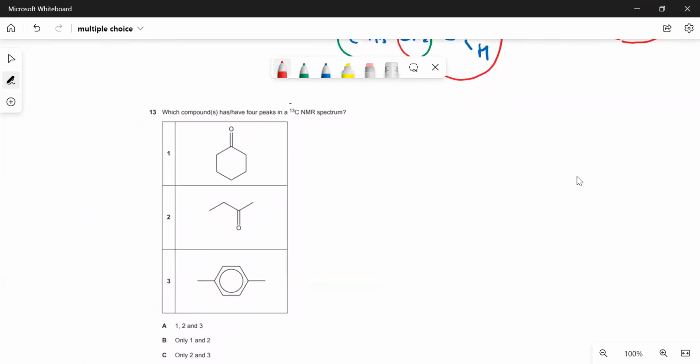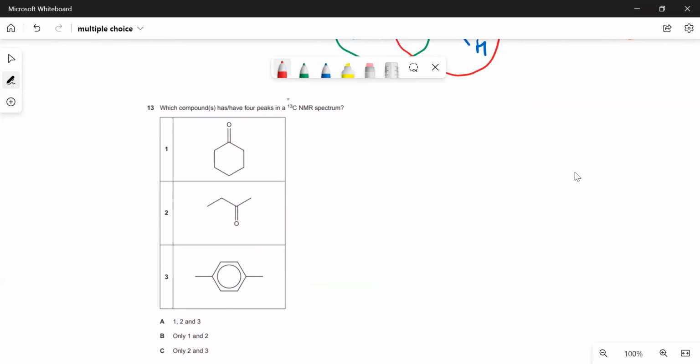Okay, 13. Which compound has 4 peaks in the 13C spectrum? Okay, let's see. So you've got one there. Those two green ones are the same. Those two blue ones are the same. And that one I've just drawn an open circle. That's different. So you've got 4 different peaks there. So you can have that one. That's got 4. These are all unique carbons. That's different to that one, to that one, to that one. That will give you 4 peaks as well.